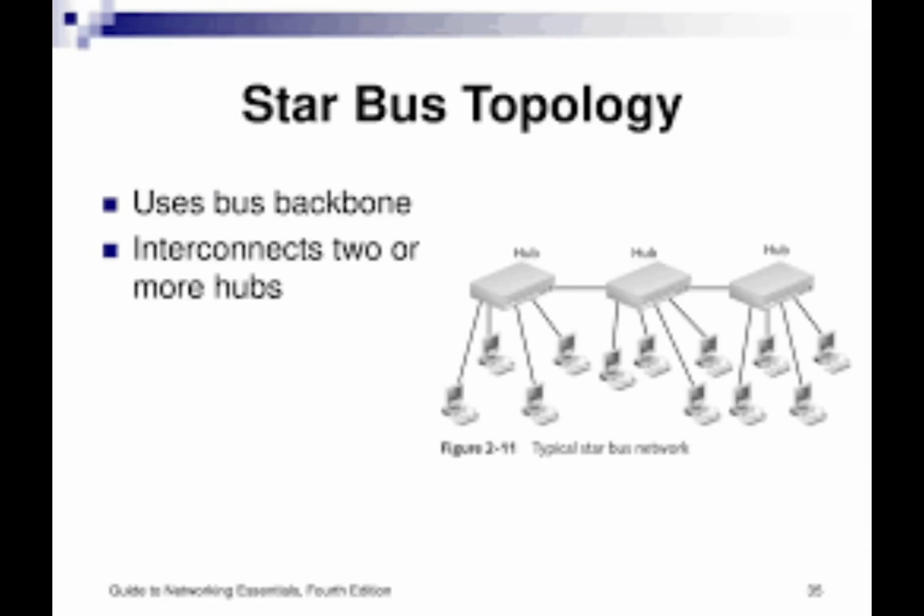The third one is star bus topology. The star bus topology, as its name states, combines a star and a bus. For example, a star bus topology is implemented when a bus backbone interconnects two or more hubs. The star configuration minimizes the effect of any single computer's failure on the network. If a hub fails, the computers attached to it cannot communicate, but other hub computer connections remain intact and communication continues.